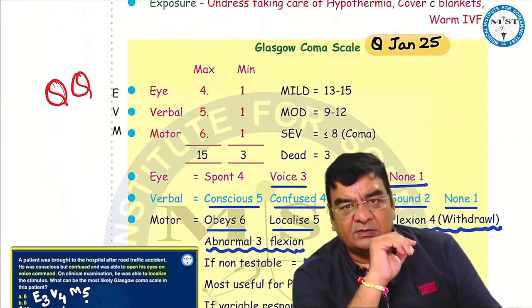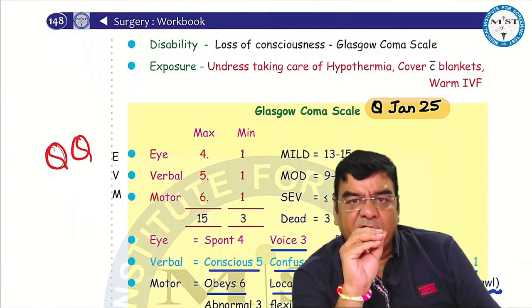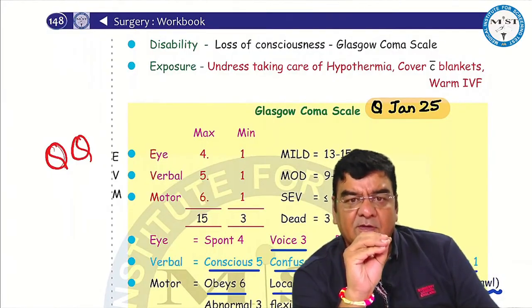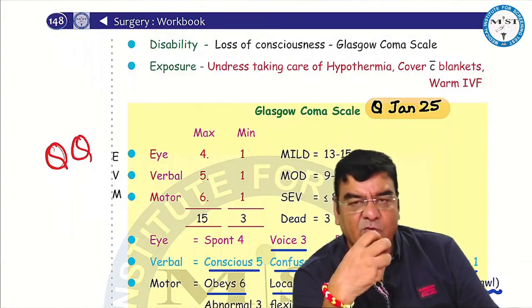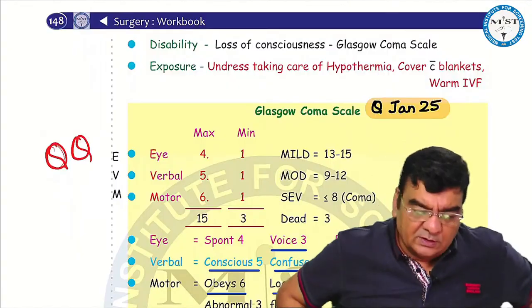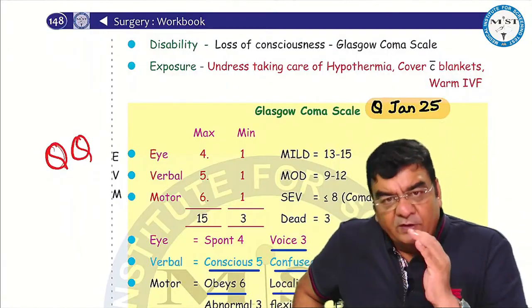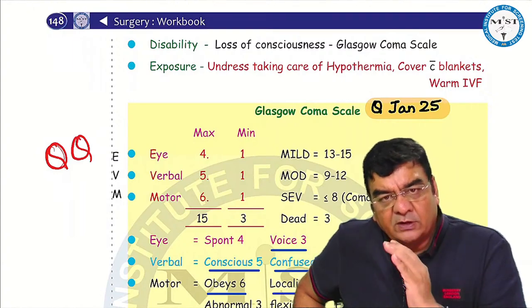To assess the disability, we can check for the Glasgow Coma Scale. That is, if sufficient oxygen is not going to the vital organs like the brain, the brain responses will be altered. To see that, we can measure a Glasgow Coma Scale where we assess eye, verbal and motor responses.